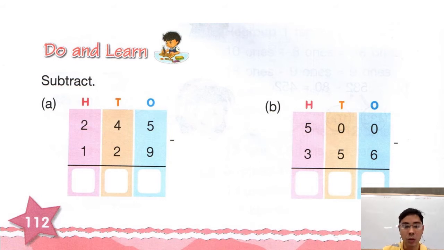Let's start with the ones place. So 5 take away 9. Can we? No, we cannot, because 9 is a big number and 5 is a small number. So we need to borrow from our neighbor, the tens place. So 4 will become 3 and 5 will become 15. Now we can take away 9 from 15.